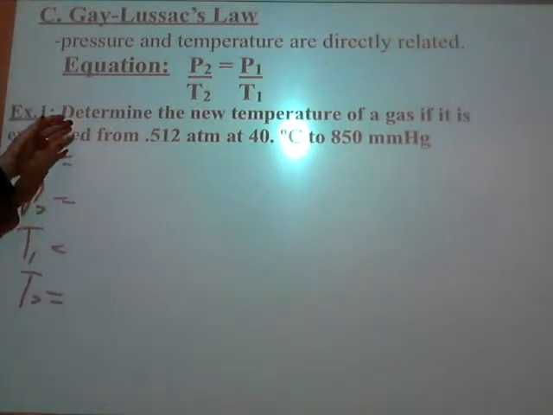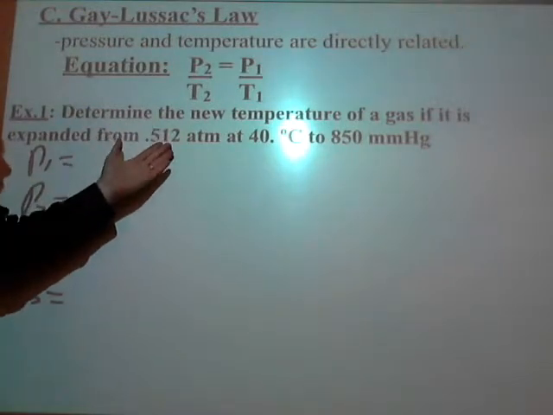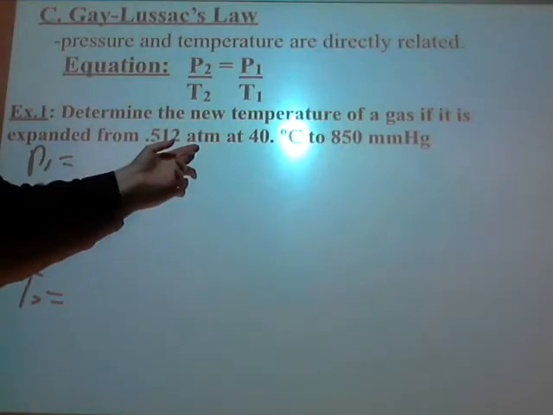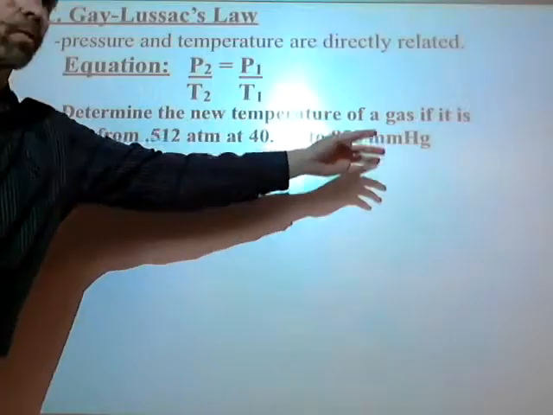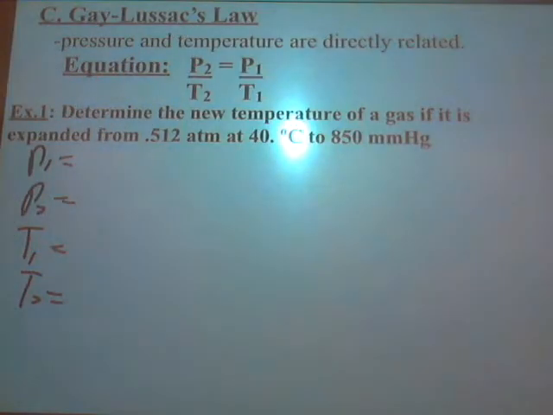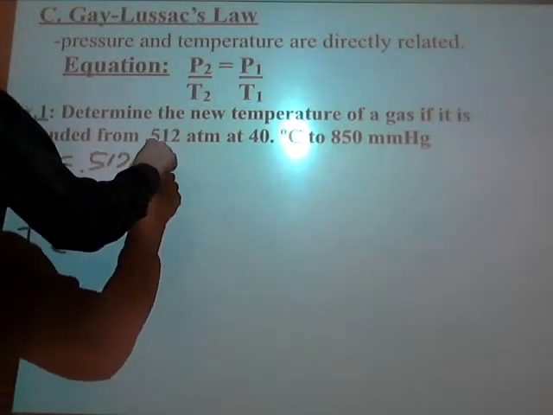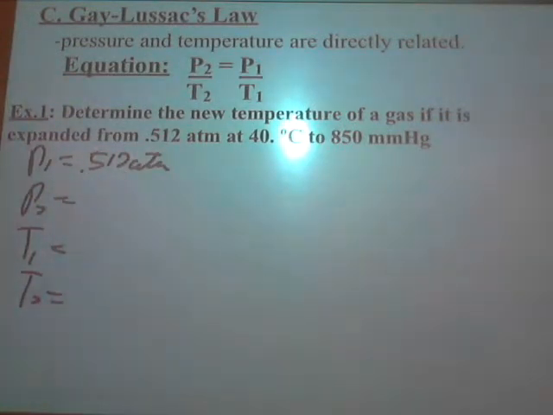Okay, what does it say? It says the gas is expanded from this pressure to that pressure. And you know that's a pressure because atmospheres and millimeters of mercury are units of pressure. Okay, so which one's P1? 0.512 atmospheres. Which one's P2? 850 millimeters of mercury.